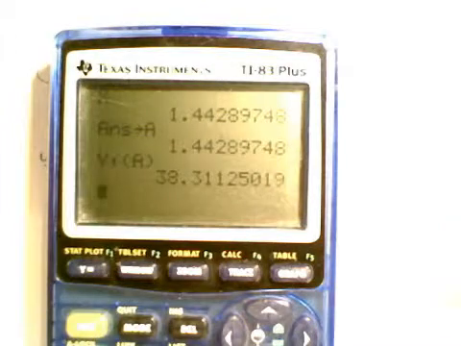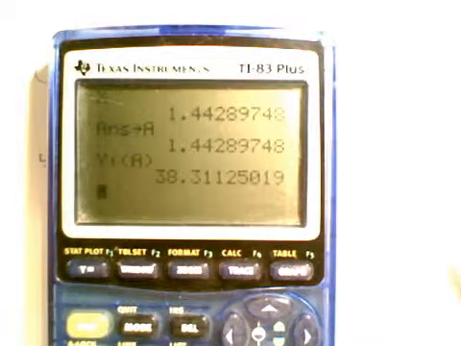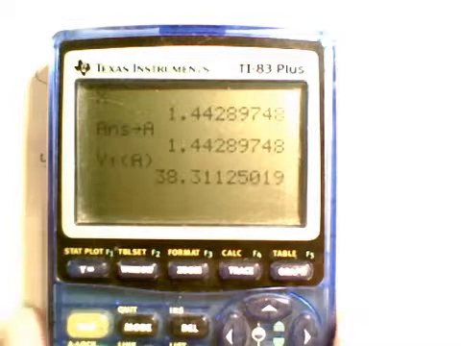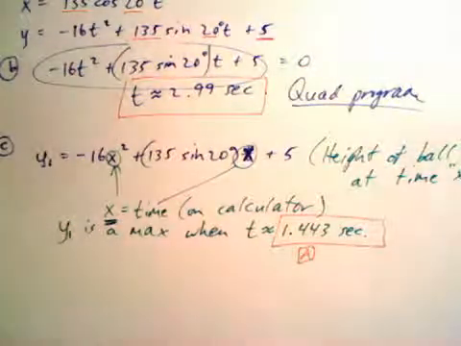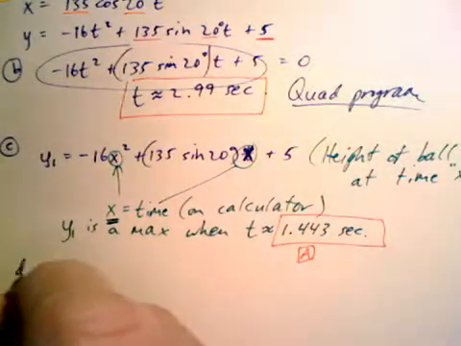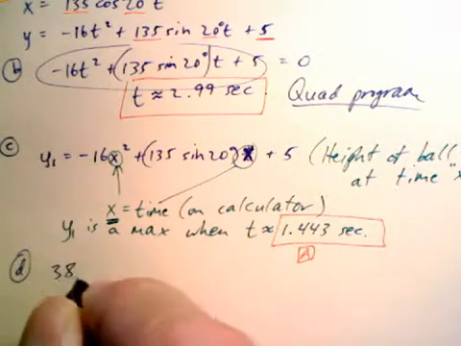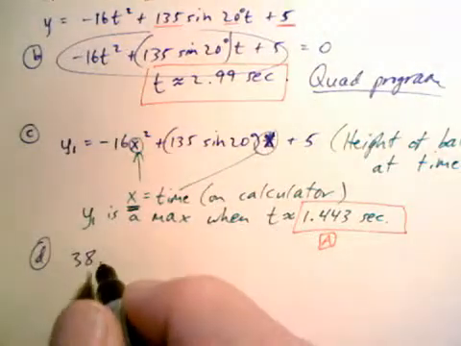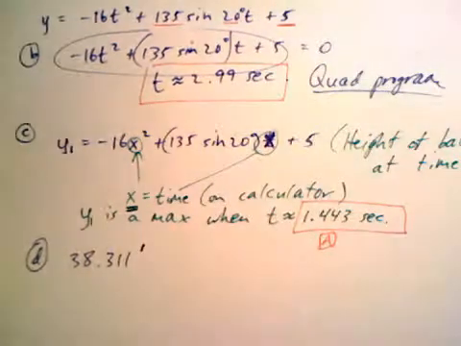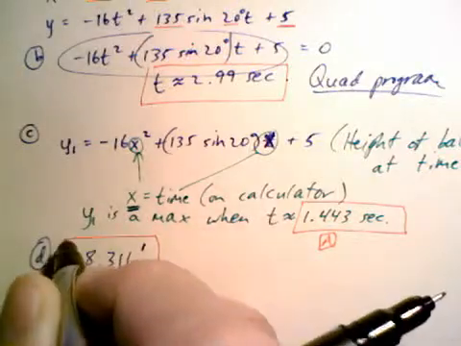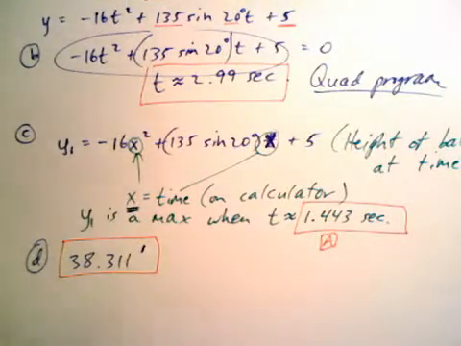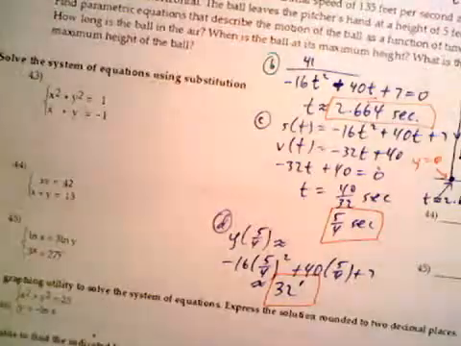And so we see now that the maximum height is 38.311 feet in the air. And so that's part D. Part D, what is the maximum height? The answer would be 38.311 feet. And that right there, guys, is the maximum height. If I were you, I would make sure I could do that problem using the calculator. And we're going to go ahead and get right into the other stuff here because I want to make good use of this time that I've got.